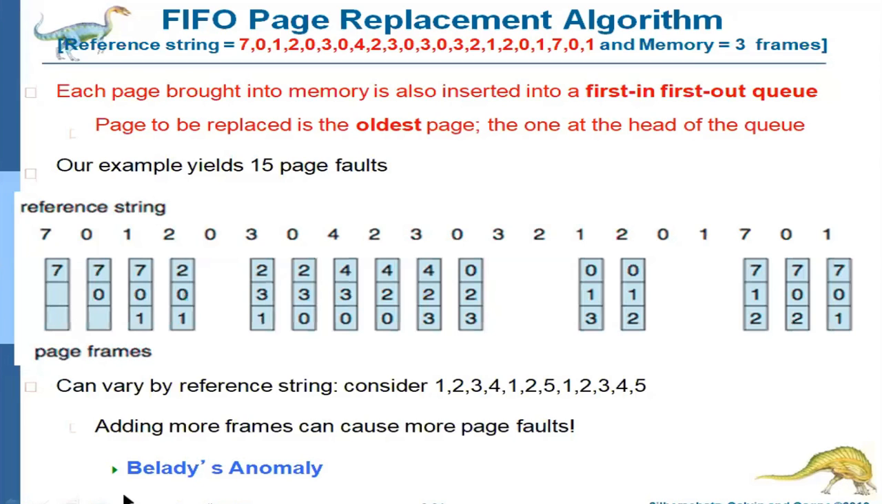Consider this reference string: 1, 2, 3, 4, 1, 2, 5, 1, 2, 3, 4, 5. Take the memory as 3 frames and find out how many page faults and page hits occurred.